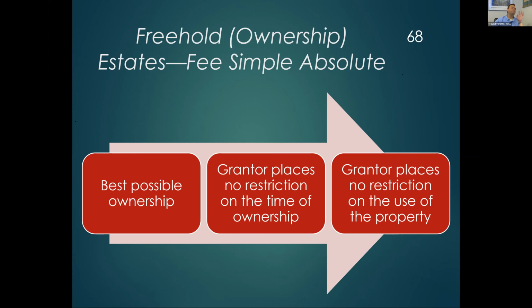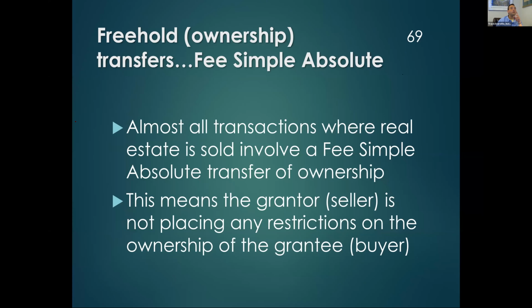There are a bunch of different ways you can transfer ownership. This one happens, I don't know, roughly 99.9% of the time. Most of the time when we're selling property, it's being sold fee simple absolute. Now, here's a couple things that people get confused about with fee simple absolute. It has nothing to do with debt or money. It has to do with the restrictions the grantor places on the property. If they don't place any restrictions, it's fee simple absolute. Is everybody with me on that?